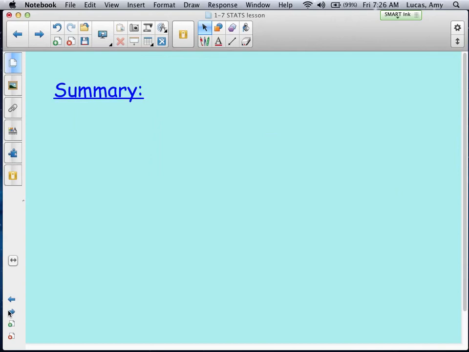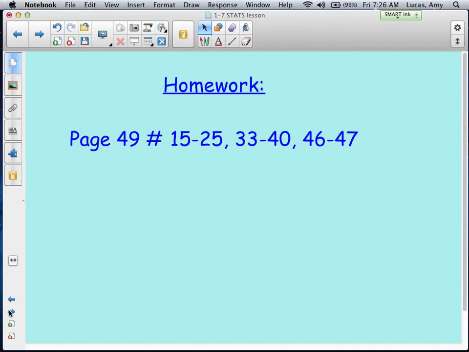Time to write your summary. So please go back to your essential question and answer that question. Please write complete sentences and make sure you restate the question so that someone reading your summary would know what the question was that was being asked. So we don't want just the answer, we want you to restate the question first. And here are your homework problems.